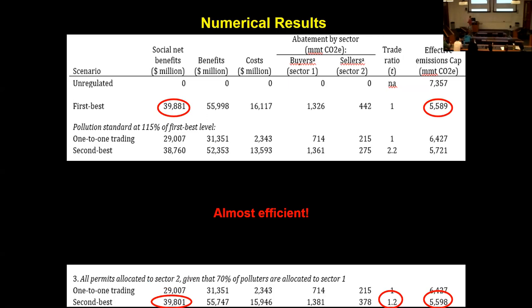If I give all permits to sector two, now the second best case and the efficient are almost identical. And in terms of emissions as well. And the trading ratio is now shrunk down to 1.2. So I'm really closing in on that first best case. I can't ever quite get there, but by changing the allocation and also by maybe potentially changing the mix of polluters in the different groups, I can approximate the first best in this market, even though the standard is too high. So what we're doing is we're giving ourselves more tools to work with.